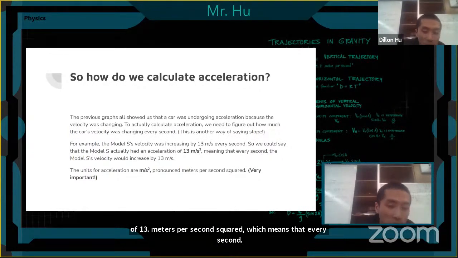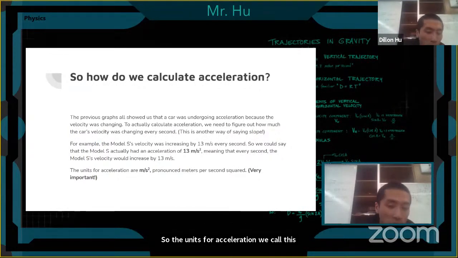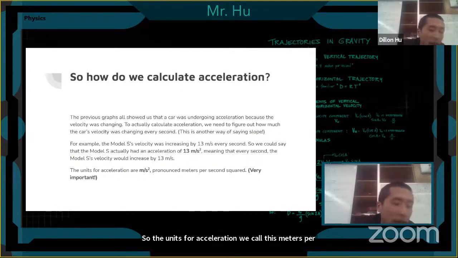So the units for acceleration, we call this meters per second squared. So m is divided by s squared, m over s squared. We pronounce this meters per second squared.